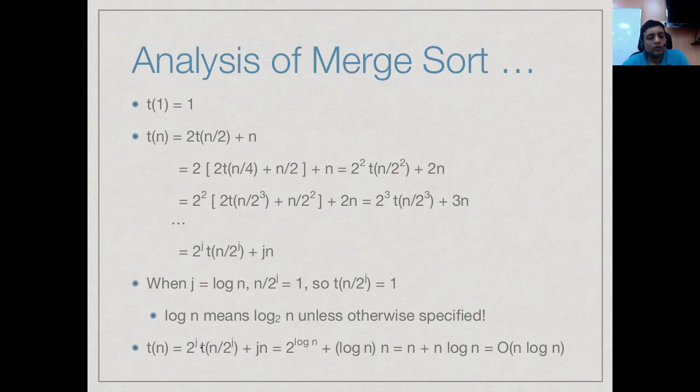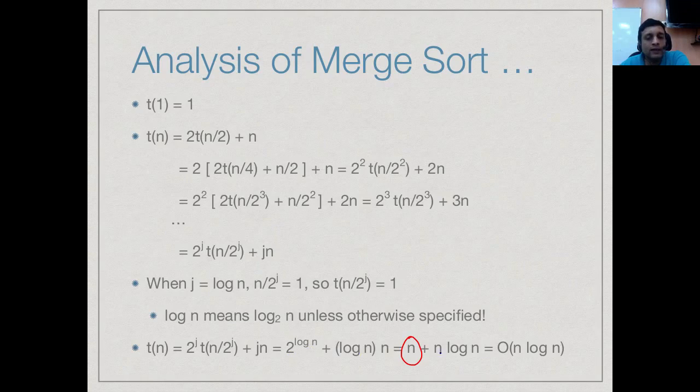It has 2 to the j T of n by 2 to the j plus jn. After log n steps, j is log n, so I have 2 to the log n, then T of n by this, so this is T of 1 now, which is just 1, so this is multiplied by 1. And then I have j times n, so j is log n and n is n. So after doing this expansion log n times, I end up with 2 to the log n plus log n times n. 2 to the log n by definition is just n, because that's the definition of log. That is the exponent of 2 which gives you n.